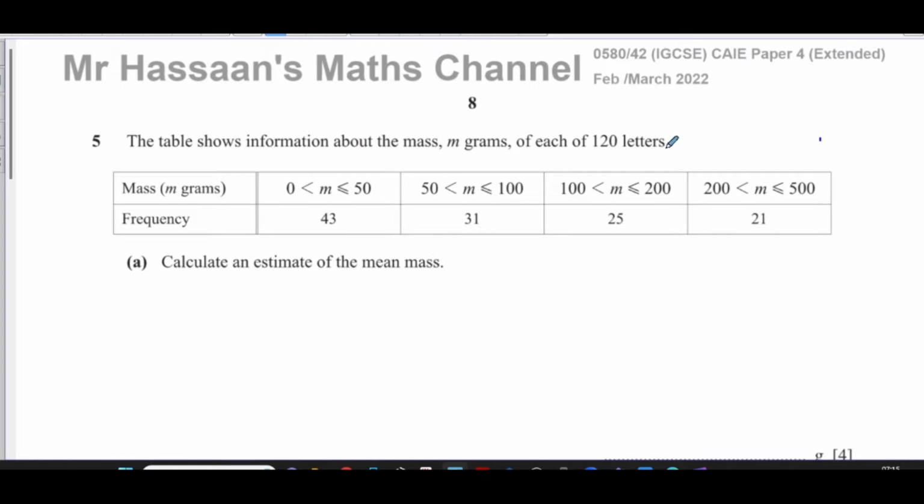Letters meaning letters in envelopes. People have forgotten what letters are now because of all the electronic emails and everything. So it doesn't mean letters of the alphabet, it means letters where you post a letter to somebody.